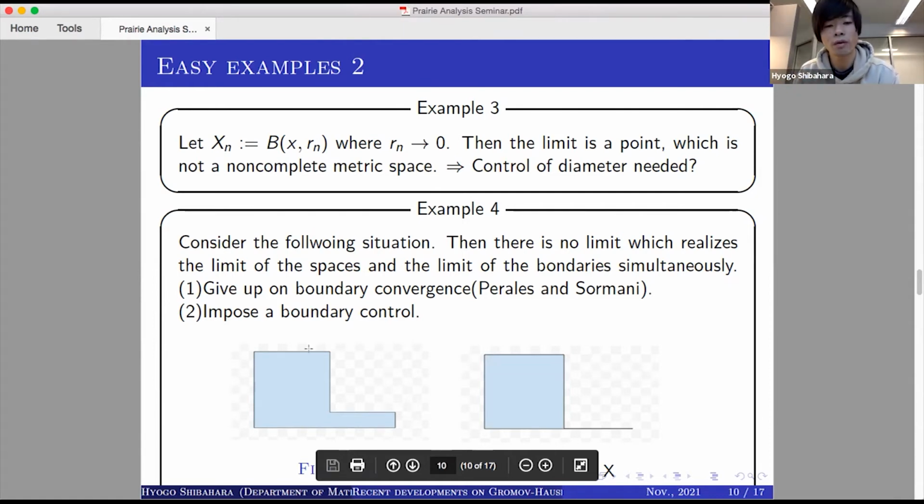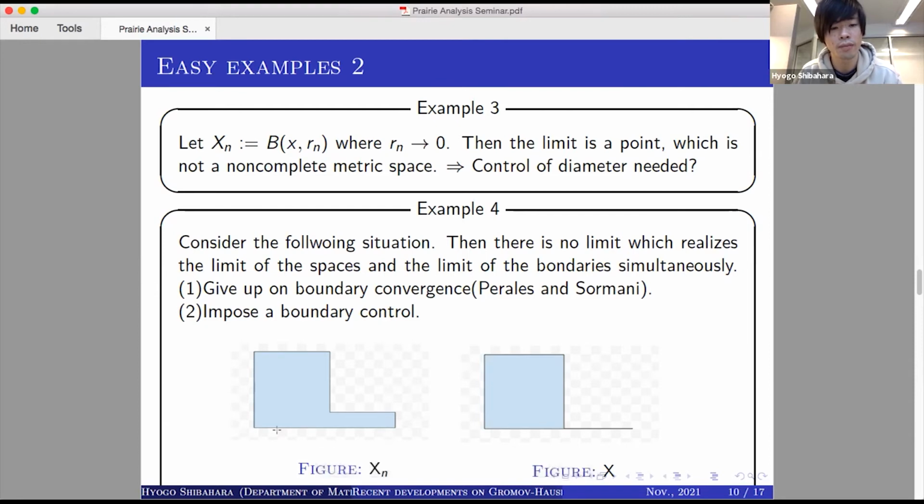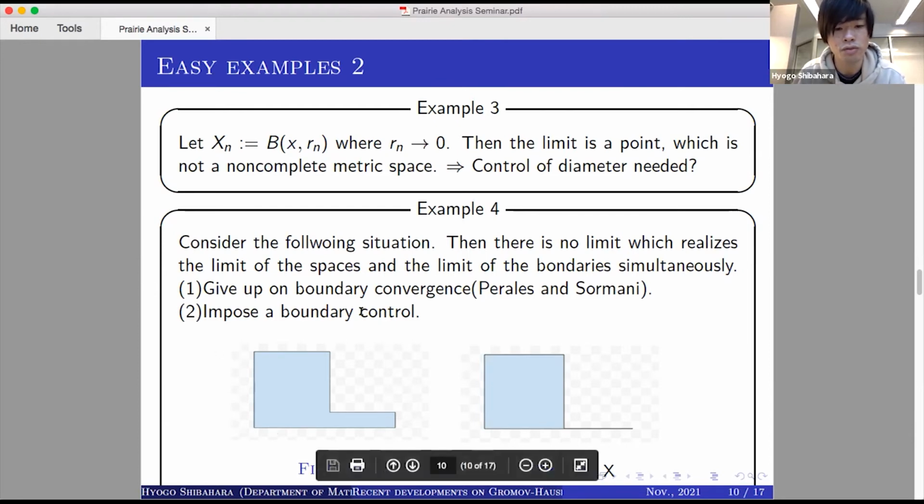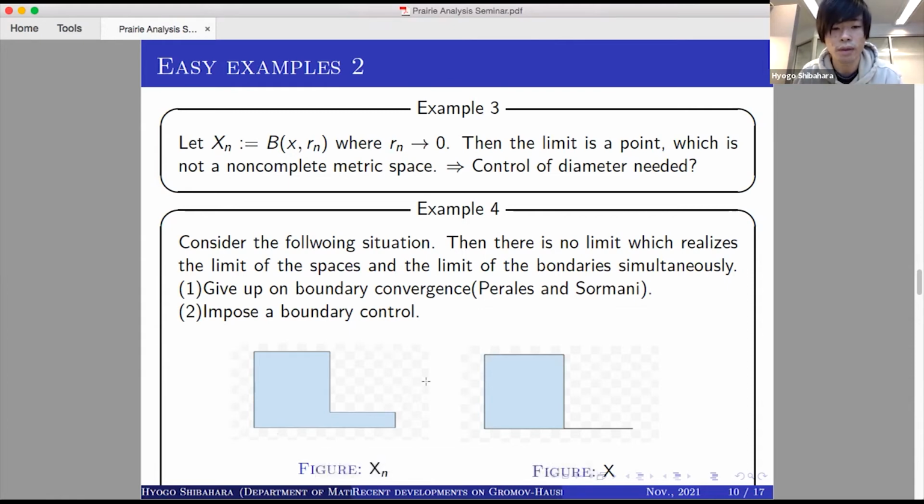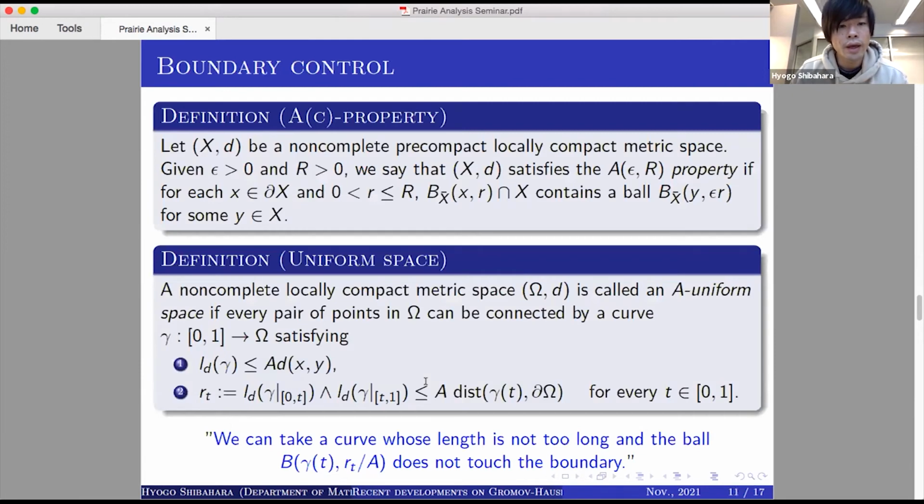So there are two strategies. One is to give up on the boundary convergence, which was already done by Perales and Solmarny by considering Gromov limit spaces. The second one, which is what I did, is to impose a boundary control. In order to rule out this kind of example, I want to focus on the spaces with some kind of boundary control. There are two boundary controls that I would like to work on, and the A-epsilon-r property is the first one.